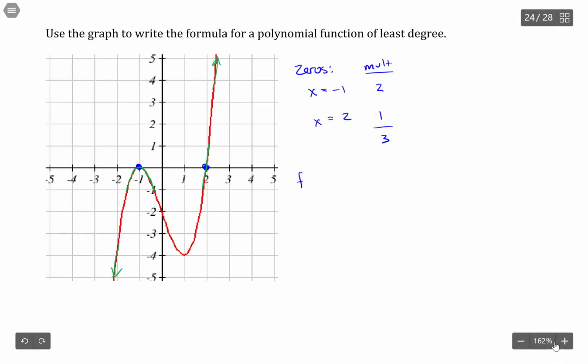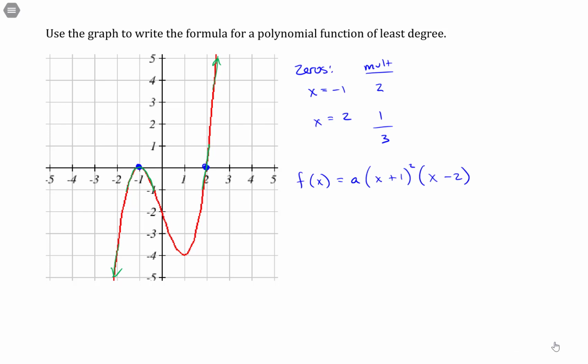So right now my polynomial looks something like f of x equals some value that we don't know yet, just a constant multiplier, a, times x plus 1. So I'm taking the zero of -1 and changing it into a factor just by adding 1 to both sides. But since it's multiplicity 2, I'm going to square it. And then I'm going to multiply that by x minus 2, which, because I have a zero of 2, I can change into a factor of x minus 2. And now I just need to figure out what the value of a is.